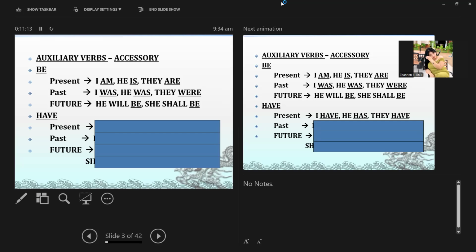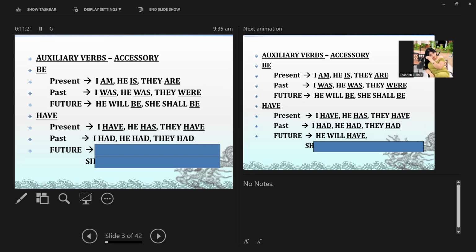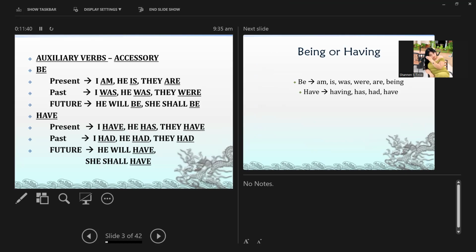And then we also have the have verbs. Have, has, it means you can use it in the present tense. In the past tense, of course, had. Okay? We have the word had for the past tense. And of course, for future tense, we have will have and shall have.